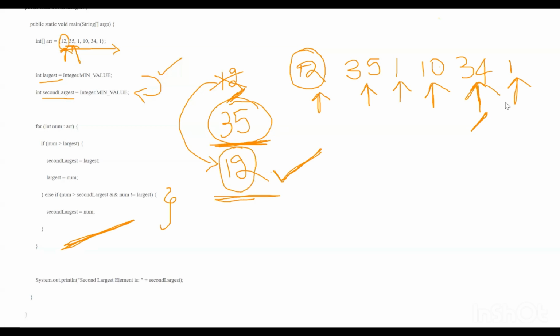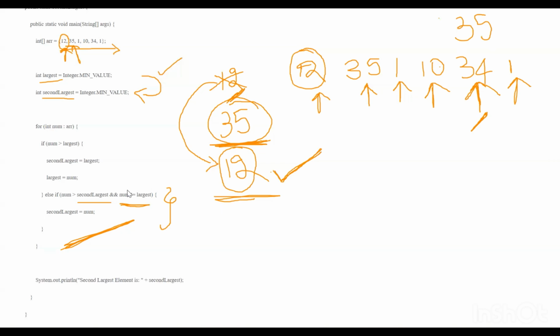Why? Because if you have 34 not greater than 35, then it comes to this else condition and it will check: 34 greater than second largest? Yes, it is. 34 is greater than 12. And we have another condition that we've stuck to. What is that? That element should not be the largest element. Assume that this is 35 again instead of 34. If you have 35 not greater than 35, yes, it is true. So again, 35 we are comparing with 12. 35 greater than 12, yes, it is.